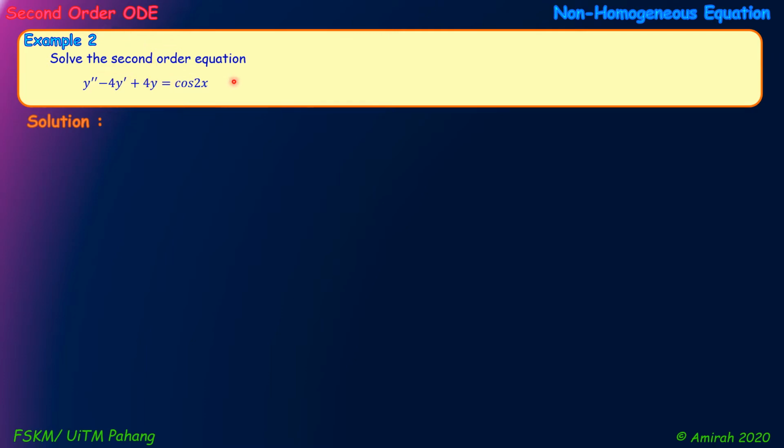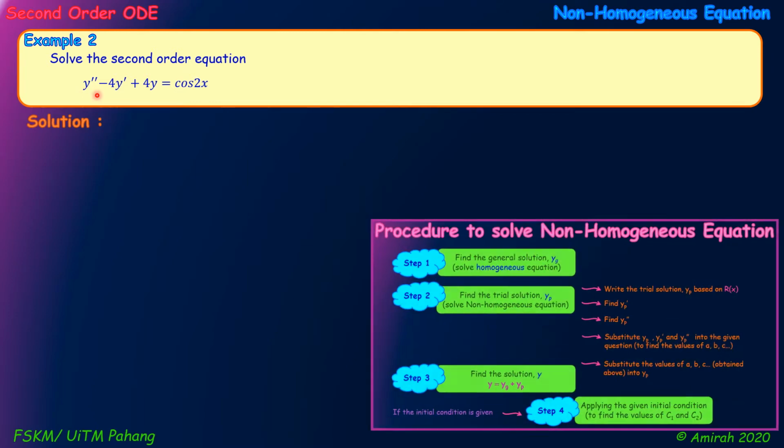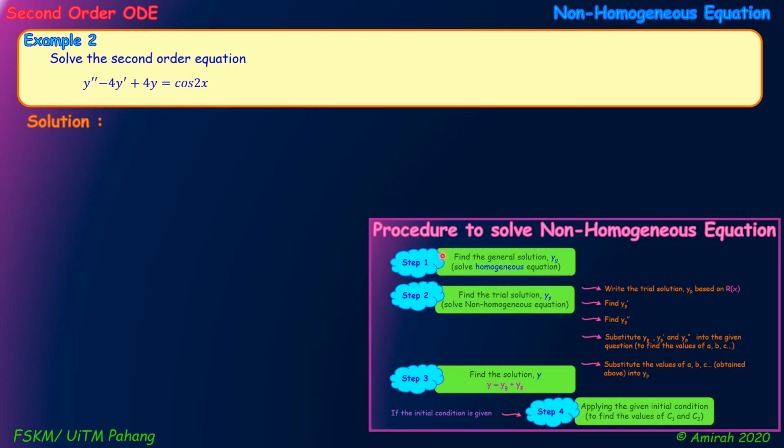Solve the second order equation y double prime minus 4y prime plus 4y equals cos 2x. This is a non-homogeneous equation because the right hand side does not equal 0, and it is a second order ODE because we have a second derivative. We recall the procedure to solve a non-homogeneous equation.